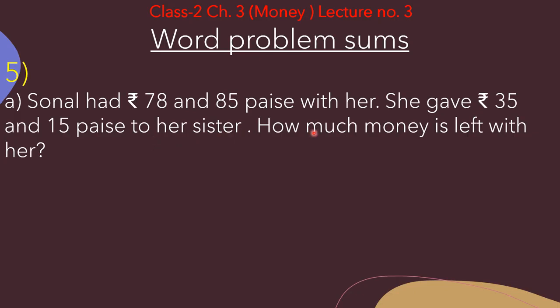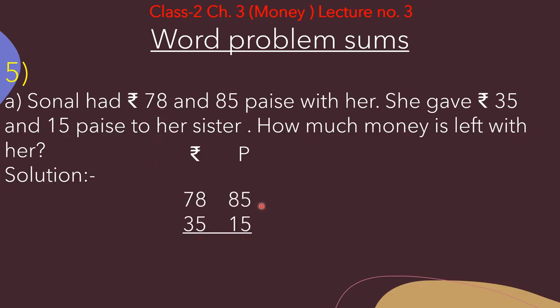Now we have to find out how much money is left with her, because here we have to find out leftover part, so we will subtract the given amount. So first of all, we will write rupees and paise. Okay, after that we will write the bigger amount, that is 78 rupees 85 paise, and then 35 rupees 15 paise below it. Okay, now we have to subtract. So for that we will put minus sign.